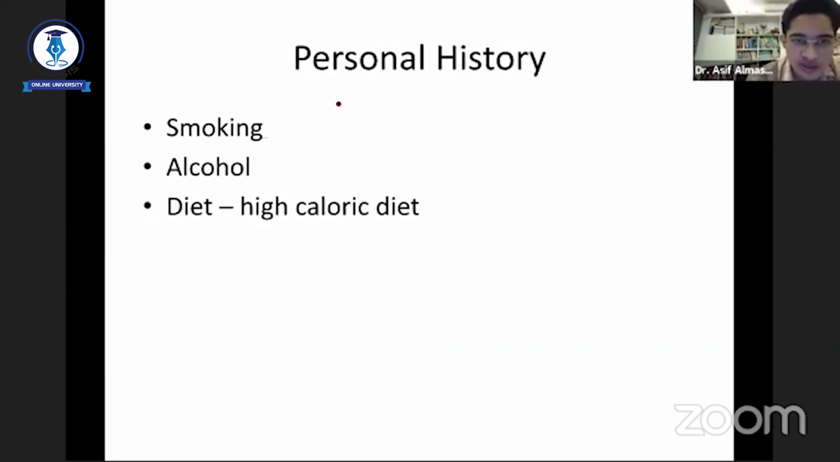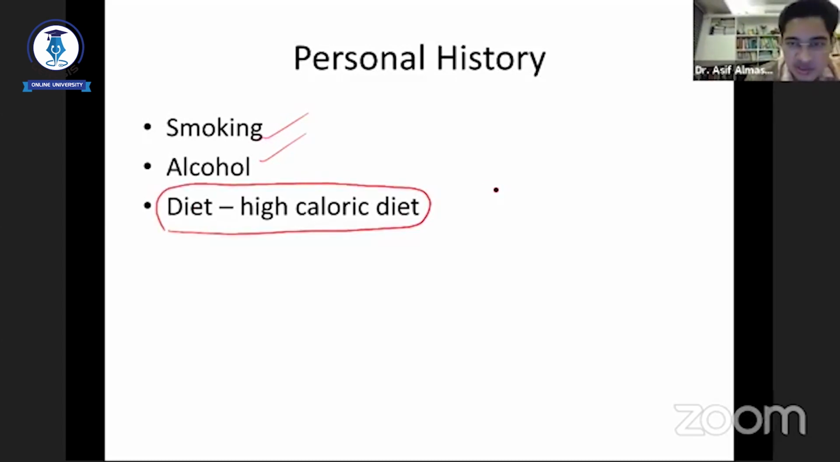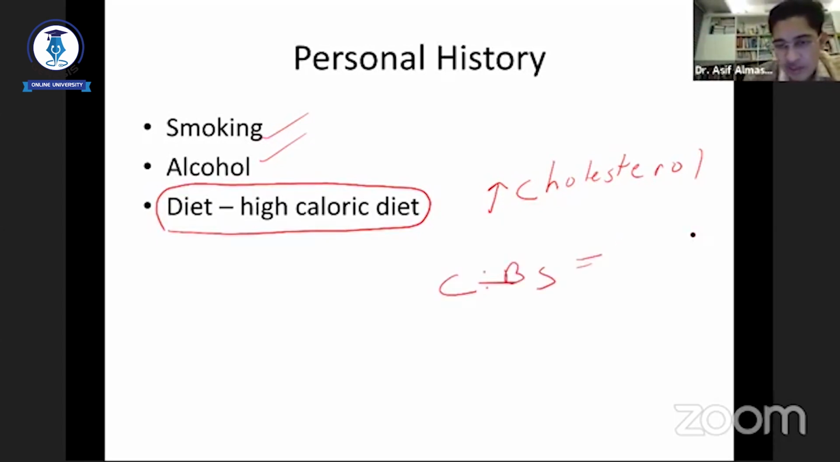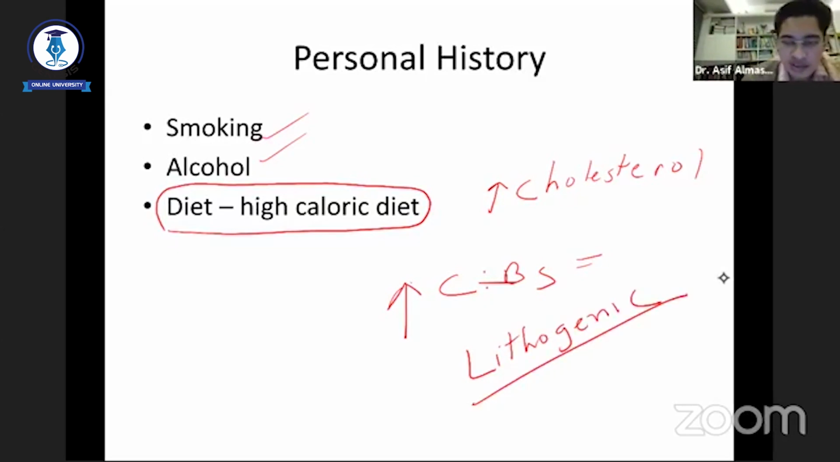Personal history of smoking and alcohol is involved in almost all diseases. But diet, a high caloric diet, causes an increase in cholesterol. If you remember, the cholesterol to bile salt ratio is around 1:20. If the cholesterol increases, the bile becomes lithogenic, and as a result there is more chance of stone formation, even if you're having a high caloric diet.